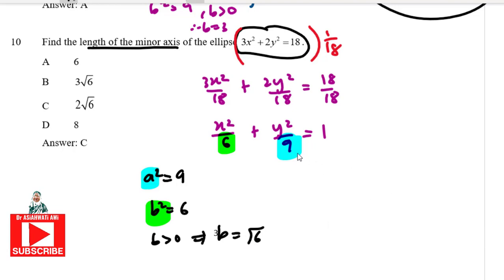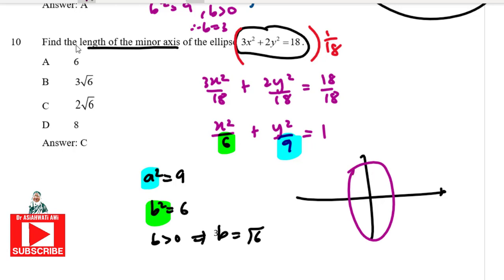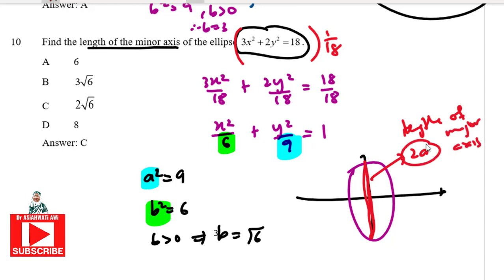Okay, so let's say the ellipse is a vertical ellipse. Why vertical? Because the bigger number is below y. Let's say this is A1. The major axis has length 2A, the length of the major axis.